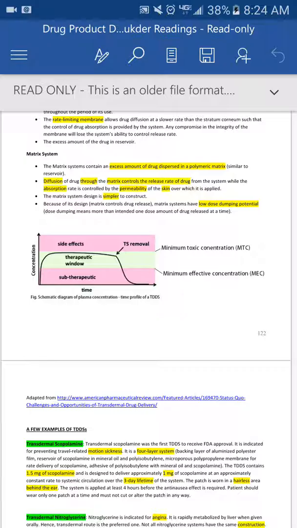Any compromise in the integrity of the membrane will lose the system's ability to control the release rate, and then it's up to the skin to control the amount that absorbs into the system. The excess amount of the drug in the reservoir.